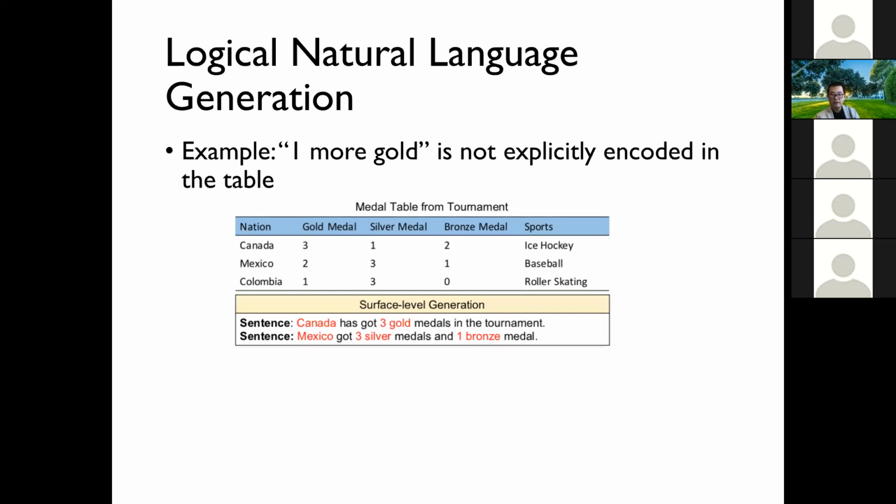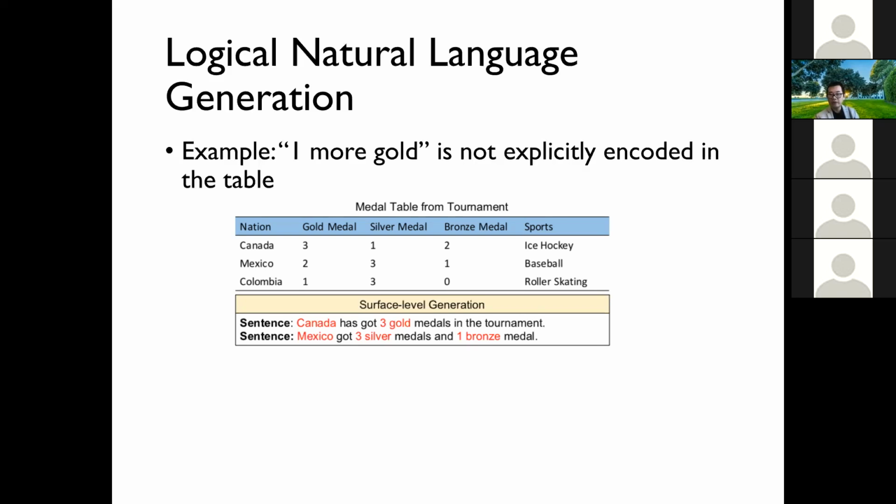Classic generation problems, like I showed you earlier, often just look at surface-level generation. For example, the system will just generate: Canada has 3 gold in the tournament, and Mexico got 3 silver and 1 bronze in this tournament. So this is straightforward synthesis from the table. There's no change, just taking one column, one row, looking at the cell content and generating a straightforward fill-in-the-blank. That is the general result.